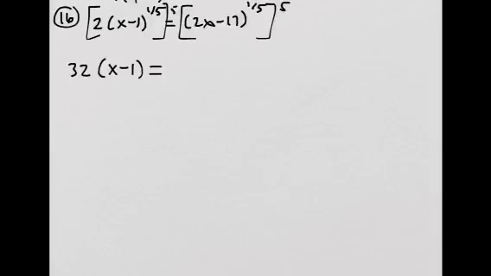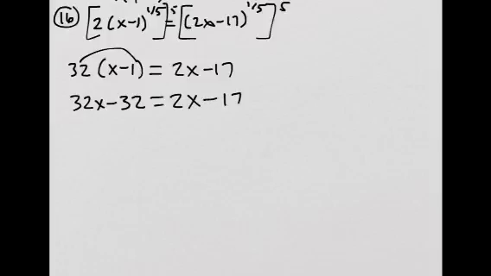On the right side, 1/5 to the 5th power is again 1, so that leaves us with 2x minus 17. So we distribute the 32. Don't forget to distribute it here. And so minus 17, we subtract 2x from both sides, and we add 32 to both sides.